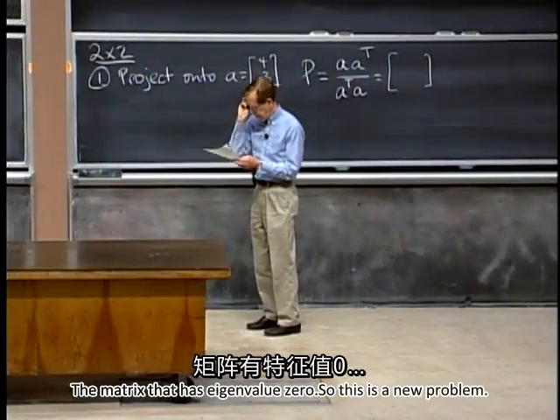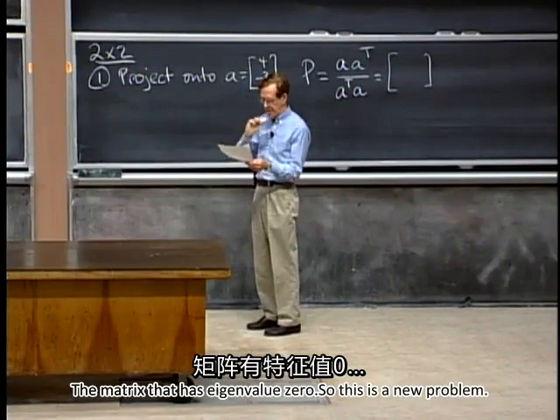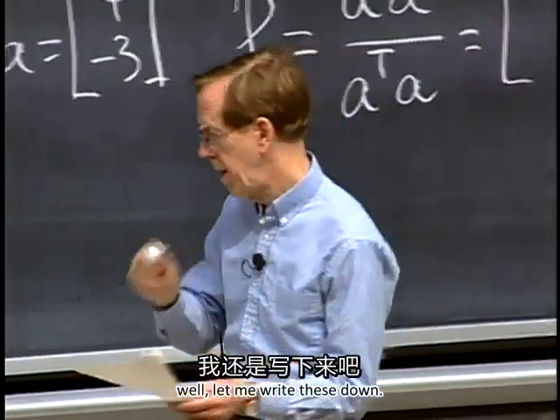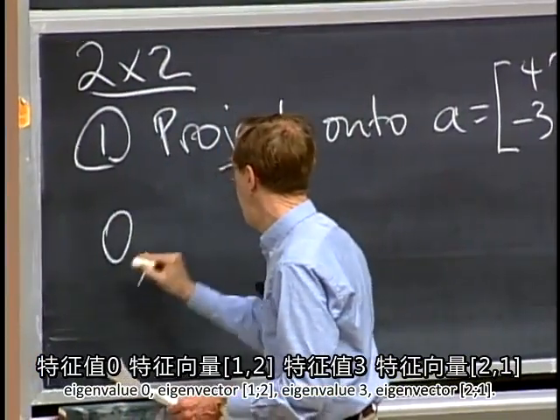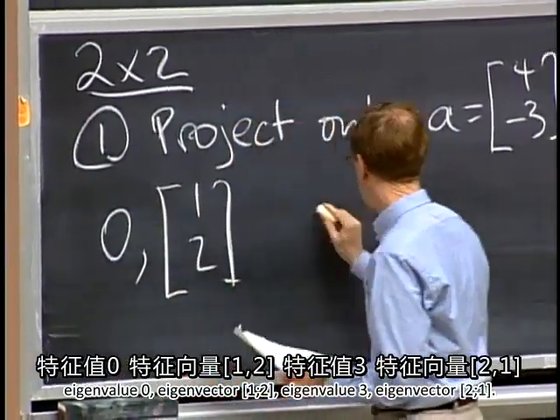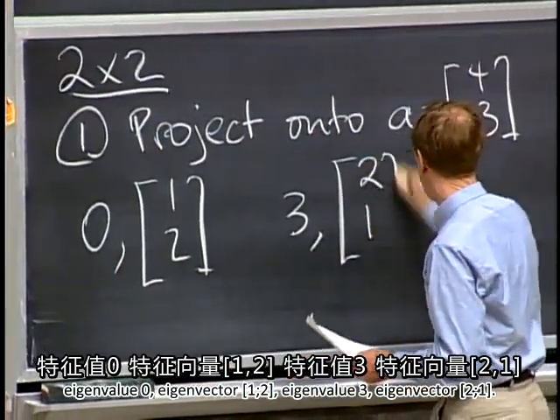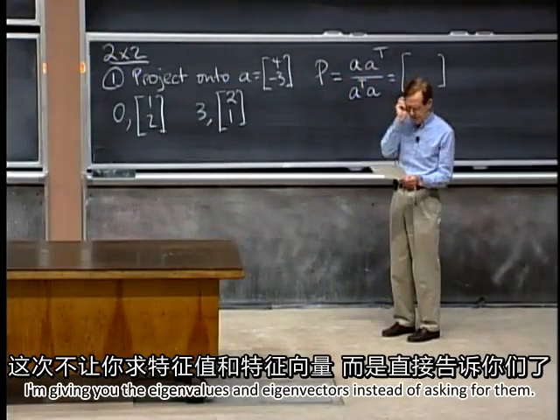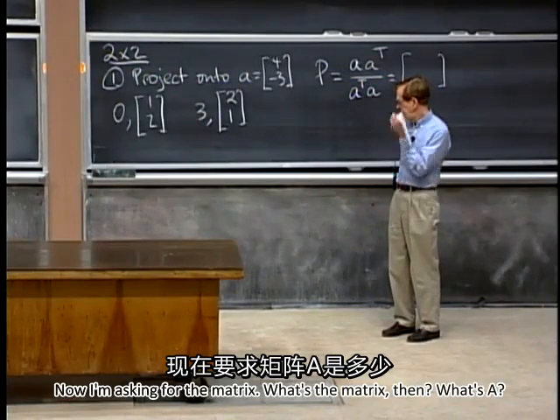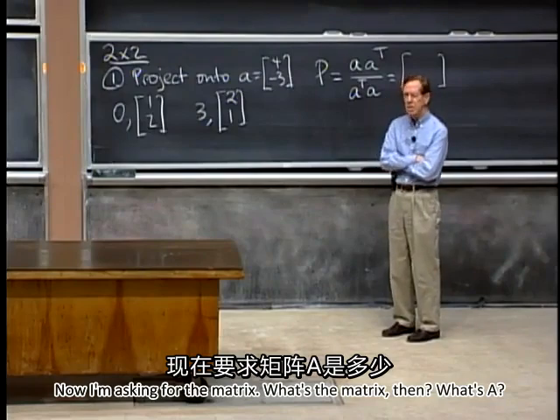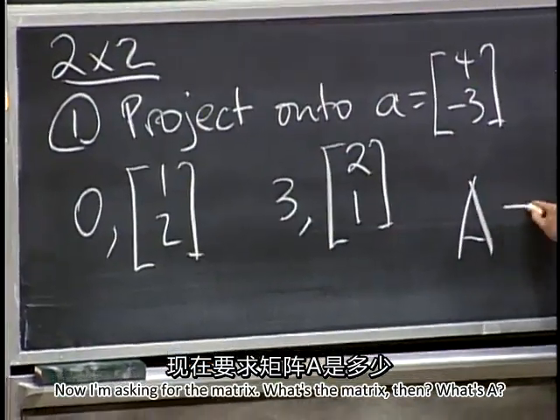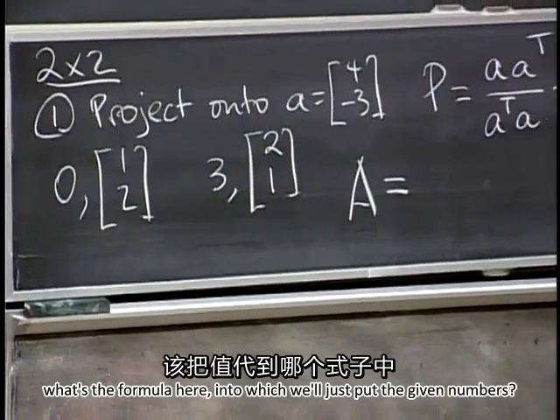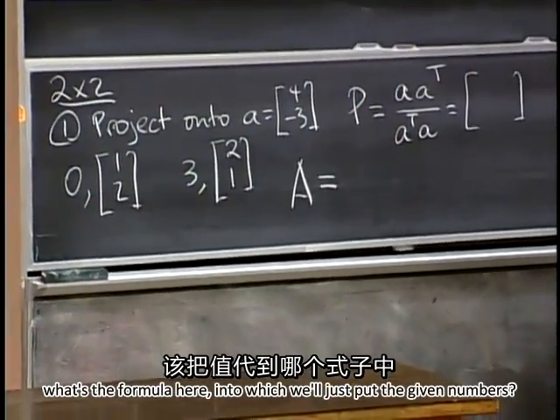Okay, number 2. The matrix with eigenvalues 0 and 3 and eigenvectors, well, let me write these down. Eigenvalue 0, eigenvector (1, 2); eigenvalue 3, eigenvector (2, 1). I'm giving you the eigenvalues and eigenvectors instead of asking for them. Now I'm asking for the matrix. What's the matrix then? What's A? What's the formula here into which we'll just put the given numbers?